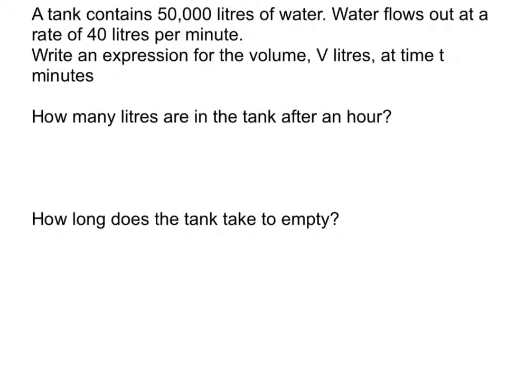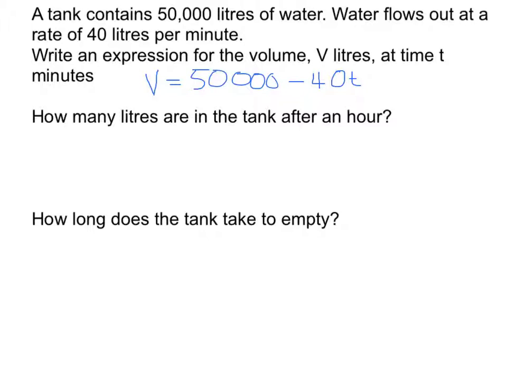The last question for this section, the tank contains 50,000 litres of water. Water flows out at a rate of 40 litres per minute. So to write an expression for the volume V litres after time t minutes, V will be equal to, we start off with 50,000. Because water's flowing out, it's going to be take away 40T. It's 40 litres per minute that it flows out at.